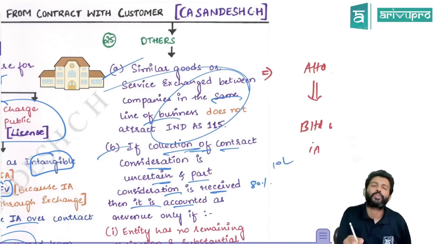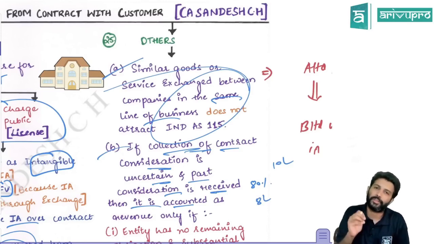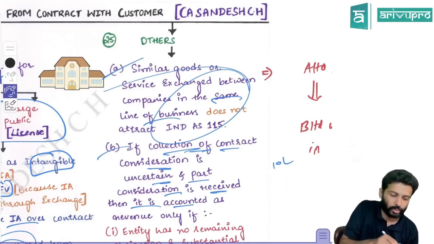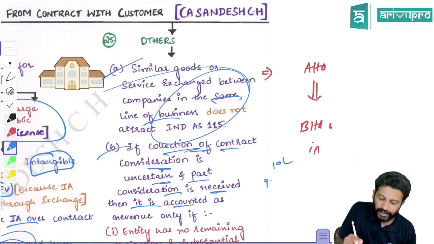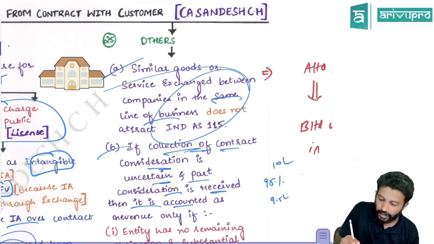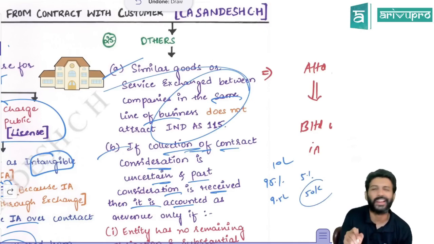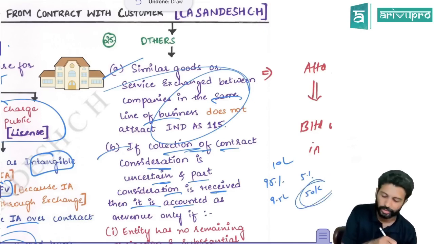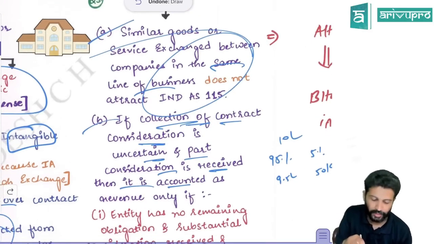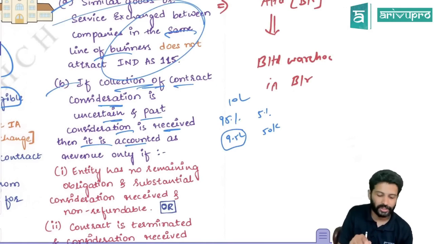Let's say we have sold goods worth 10 lakh rupees. Or maybe let's take a bigger example, because the standard uses the word significant. Let's say 95% of the money we have already collected, that is 9.5 lakh. The remaining 5%, which is 50,000, is not yet collected, and we feel we may not collect it. There is some uncertainty in collecting this 50,000. So in this case, what to do? Full consideration is not received, but the part consideration you have received, 9,50,000, you can recognize as revenue.